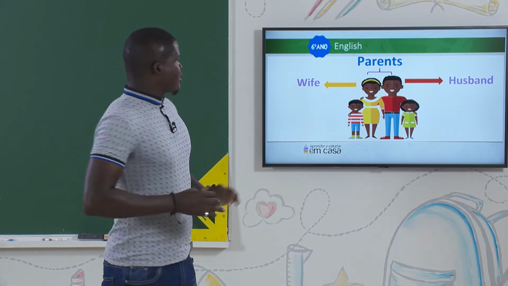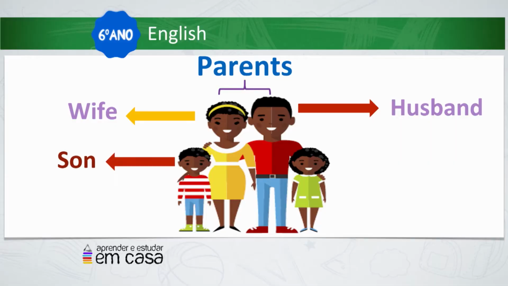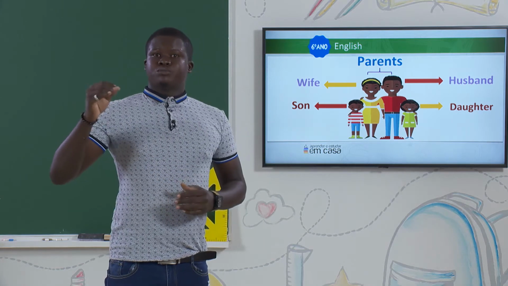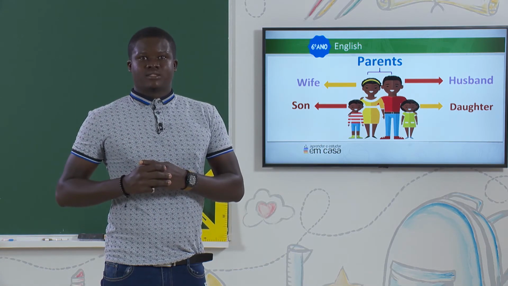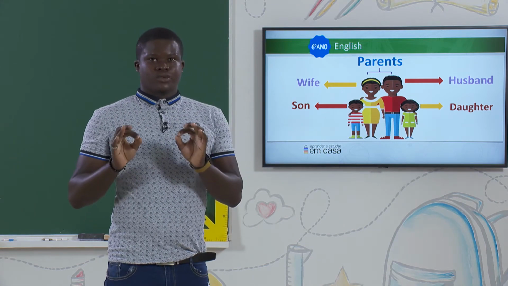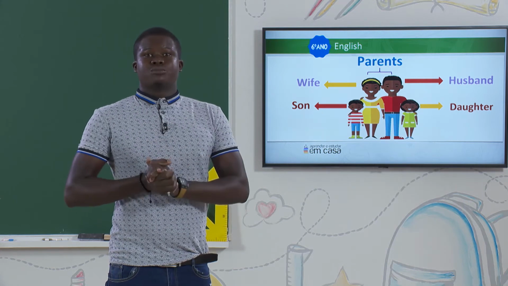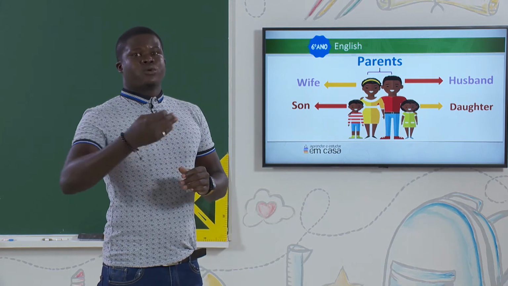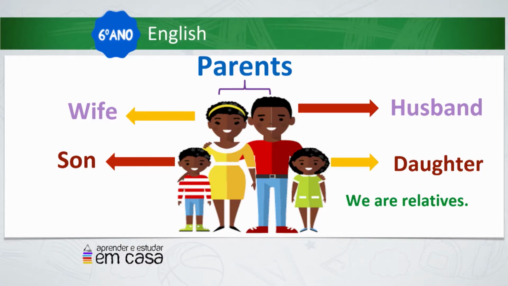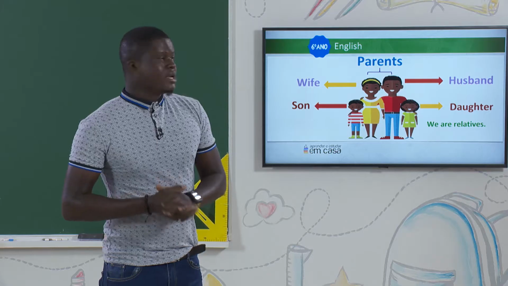Okay? Next, we have the son, one of the children. Then we have the daughter. Okay? Now here, in parents, esta palavra parece muito com uma palavra em português que diz parentes. Mas não confundam. Parents means pais. Ok? Se nós queremos dizer o fulano é o nosso parente, nós dizemos relatives, okay? We are relatives. Good. So let's continue.